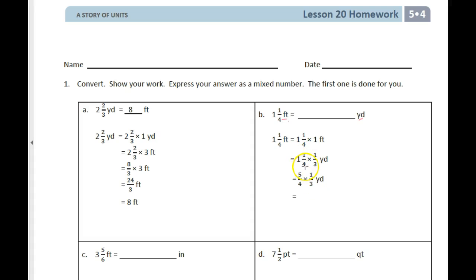They've gone 1 times 4 plus 1 gets you 5 over 4. Then when you multiply, 5 times 1 is 5, and 4 times 3 is 12. So 1 1/4 of a foot is less than half of a yard, because we know it takes 1 1/2 feet to equal half of a yard. So 5 is less than half of 12, so that makes sense, 5/12 of a yard.